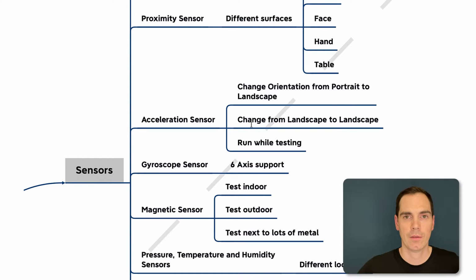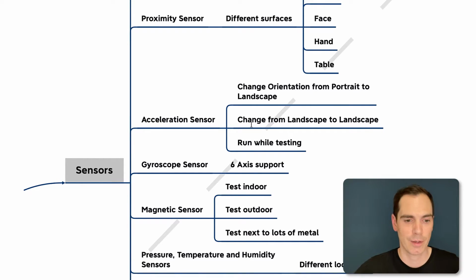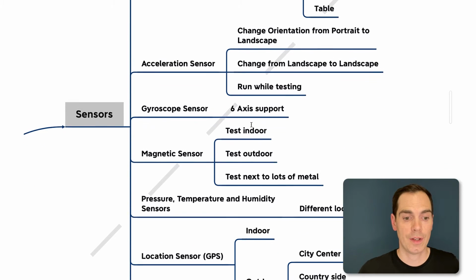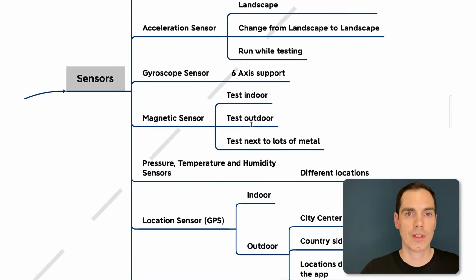I did this, I don't know, 10-20 times while the app was running, for example, and I found out that the loading spinner was not round anymore. It was like an ellipse because of the rotation, because there was some miscalculation going on. Also change from landscape to landscape. This is something you could check with the acceleration sensor, or you can do a run, for example. You just quickly move, stop, and see if it has an impact on your app if you are using the sensor. You have the gyroscope sensor, so you have the 6-axis support that you can take a look at to see how it's going to happen.